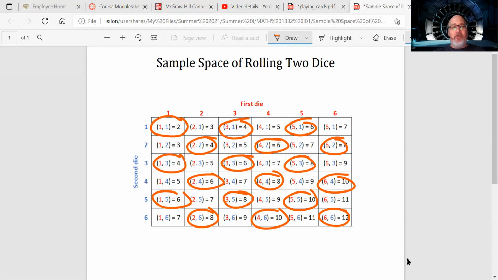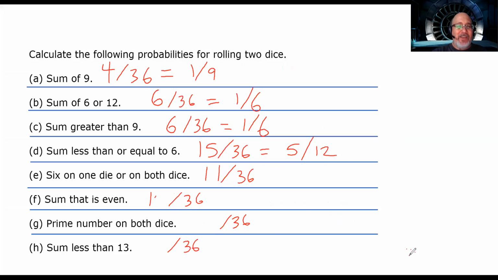But from a strictly theoretical perspective, 18 of the sums are even, which means the probability that the sum is even is 18 out of 36, and that reduces all the way down to 1/2. You might reduce it to something different, like if I reduce it by 9, I would get 2/4. But if you're going to reduce, don't stop until there's no reducing left.